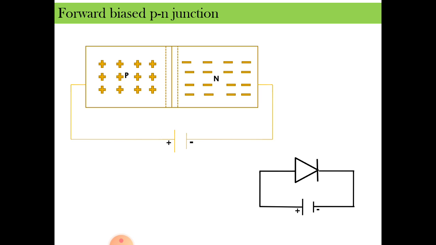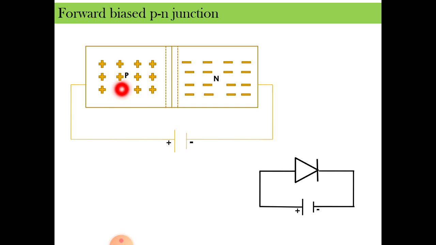See here. As we know, electrons move towards the positive terminal of the battery, and holes move towards the negative terminal of the battery. Hence the holes are repelled by the positive terminal of the battery and the electrons are repelled by the negative terminal of the battery. Hence, the electrons moving towards the positive terminal of the battery cross this depletion region.